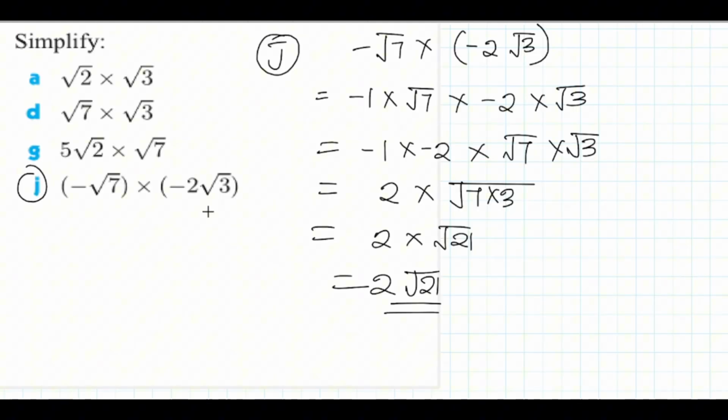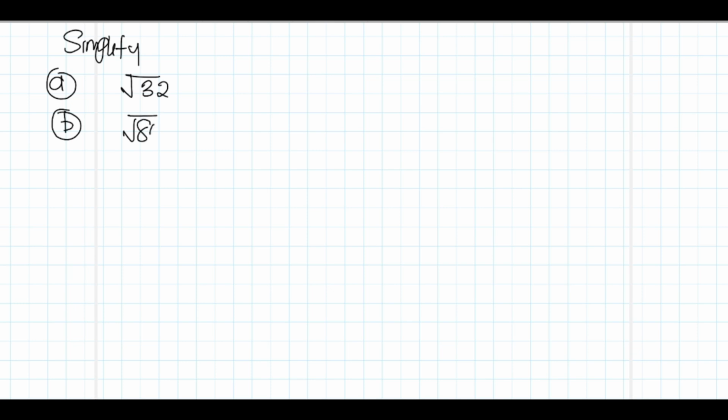All right, so before we continue, let's take one more example which is not written here. Simplify the following. A, square root of 32. B, square root of 80. C, square root of 108. So we're going to take just two, and then you solve the remaining one yourself. So let's start from C.